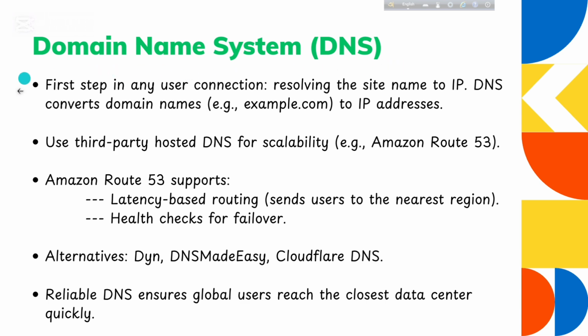DNS is the first step in any user connection. When you type a website name, DNS translates that name, for example, example.com, into an IP address so your browser knows where to connect. For larger scale systems, organizations often use third-party hosted DNS for better scalability and reliability. A popular choice is Amazon Route 53, which supports two key features. Number one, latency-based routing, which sends users to the nearest server for a faster response. And number two, health checks for failover, which automatically redirects traffic if one server goes down.